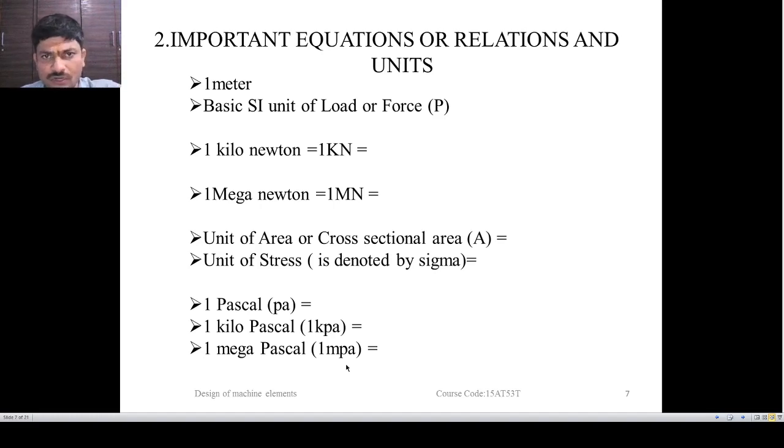So like that there are notations, but the unit of stress is based on force, or load, which is measured in Newton, whereas the area is measured in mm square or meter square. So Newton per mm square is the unit of stress.